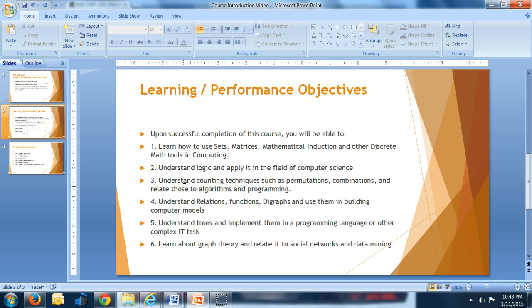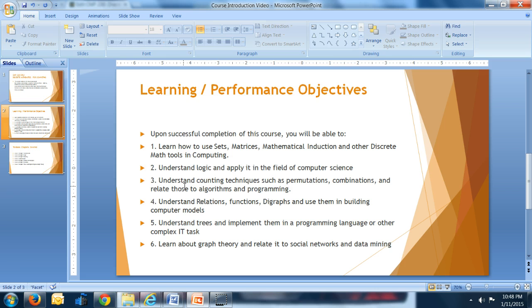The learning and performance objective for this course would be, upon completion of this course, you, the student of this discrete math class, will be able to use the fundamentals, the sets, the matrices, the mathematical inductions, and the other discrete math tools in computing and in social networking.